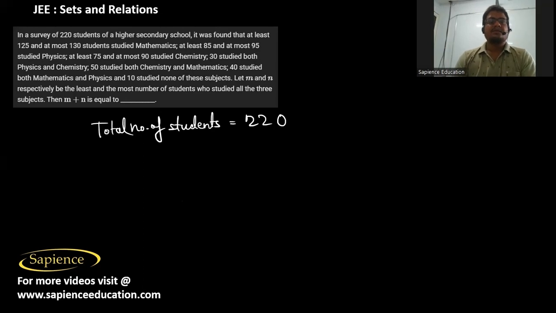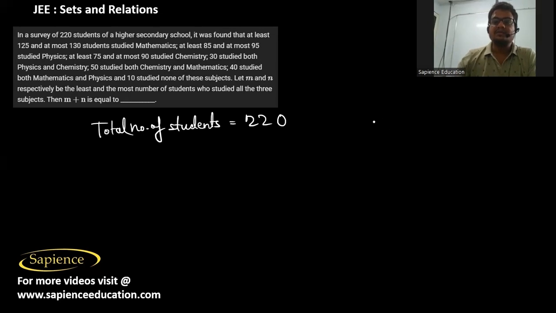So 40 studied both. Okay, so 10 students studied none of these subjects. Let M and N respectively be the least and the most number of students who studied all the three subjects. Then M plus N is equal to?